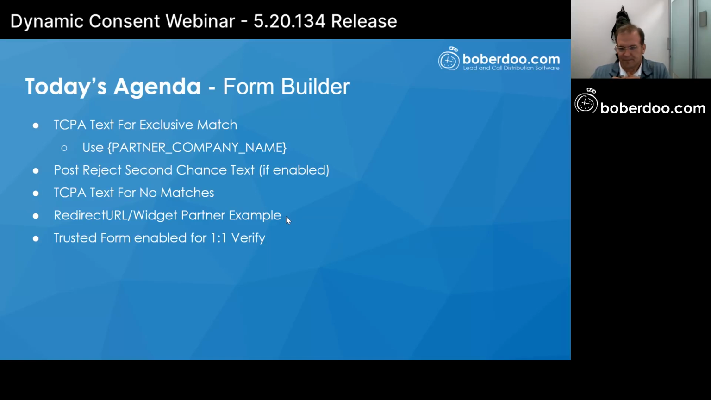With the forms, if you have a matching partner that returns a redirect URL in the response, the boberdoo URL can grab that and redirect the partner automatically. And then lastly, we'll take a look at the trusted form in the system as it relates to the boberdoo form, and then how that plays with the outside services integration.